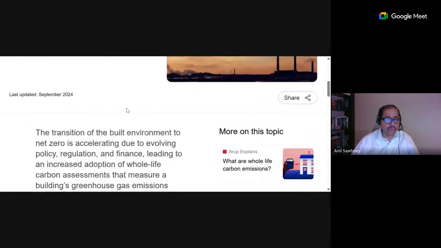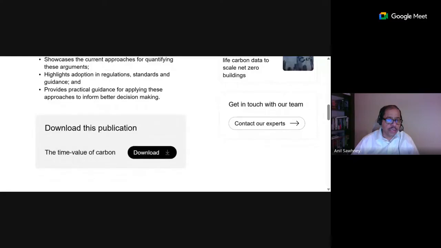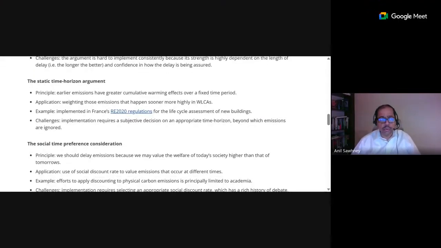So this is that Arup report, which goes into a lot of detail. You will enjoy reading this. It's a bit technical, but if you're interested, I'll again share the link, so review this also. It also references the RE 2020 regulations. If you go here, you can also download RE 2020.